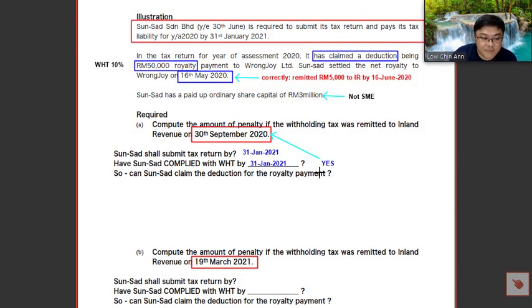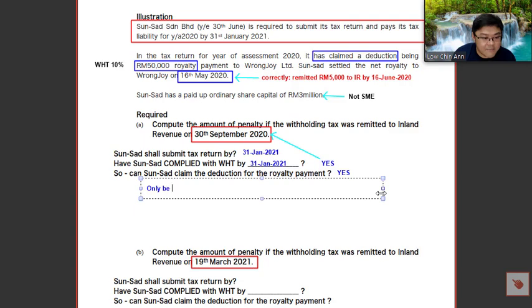So yes, you've complied. Okay, if you have complied, the next question you're going to ask yourself is, can you claim the royalty payment? The answer is yes. No problem. You can claim. Okay, so that means the only penalty that we're going to have for this withholding tax is late payment.